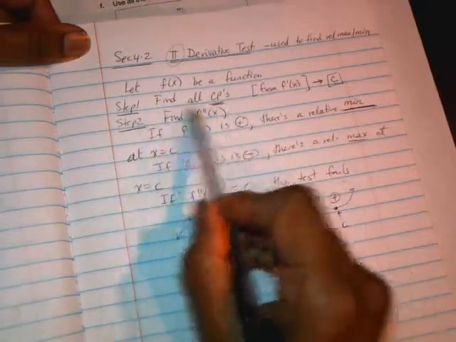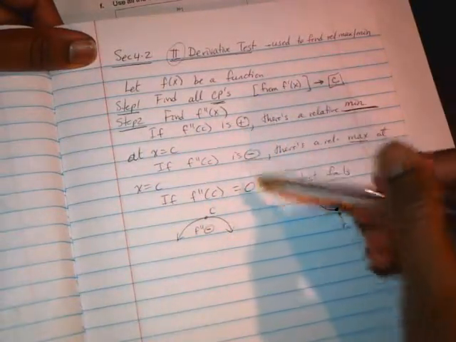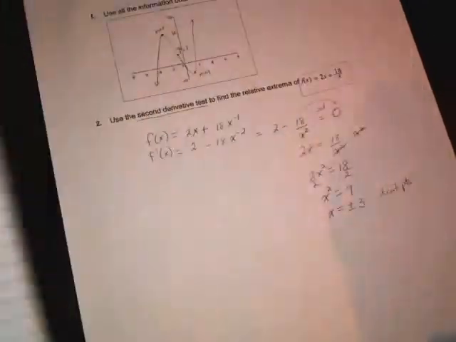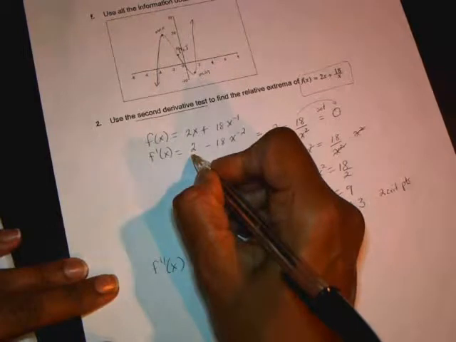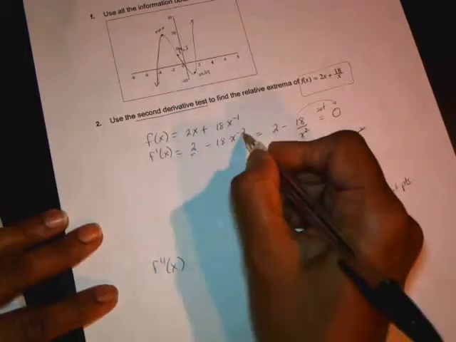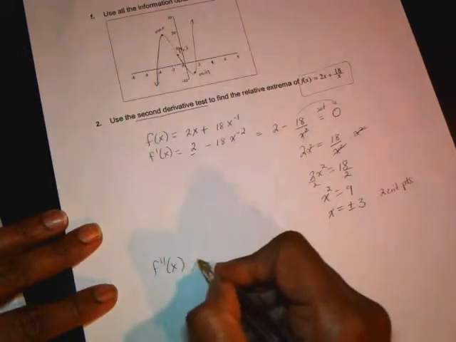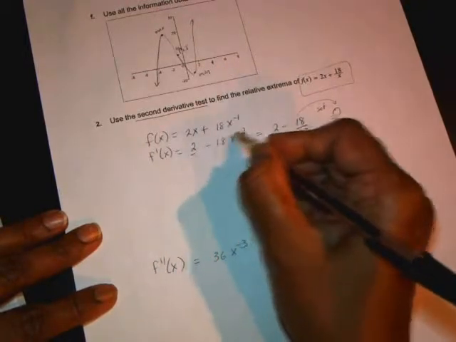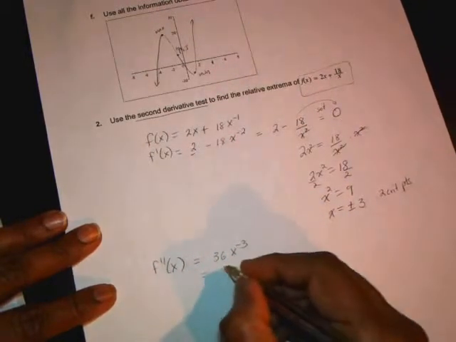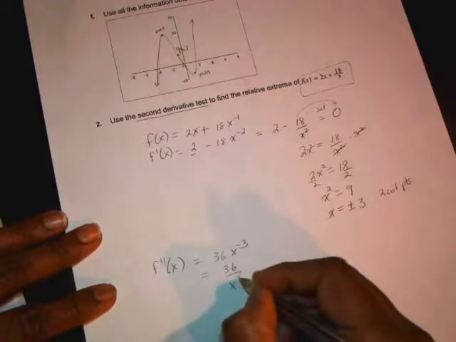According to the second derivative test, find the second derivative and plug in the critical points. And depending on the sign, you can make a conclusion. So back here, f double prime of x. The derivative of 2, 0. Here, bring down the negative 2, and you get 36x to the negative 3. Okay, that's a positive because we had 2 negatives. Write this as 36 over x cubed.